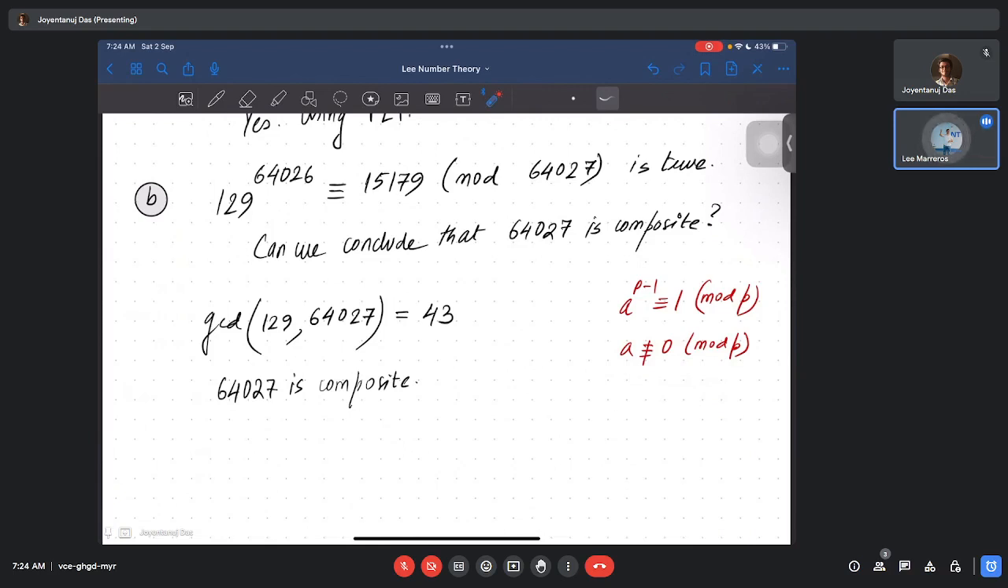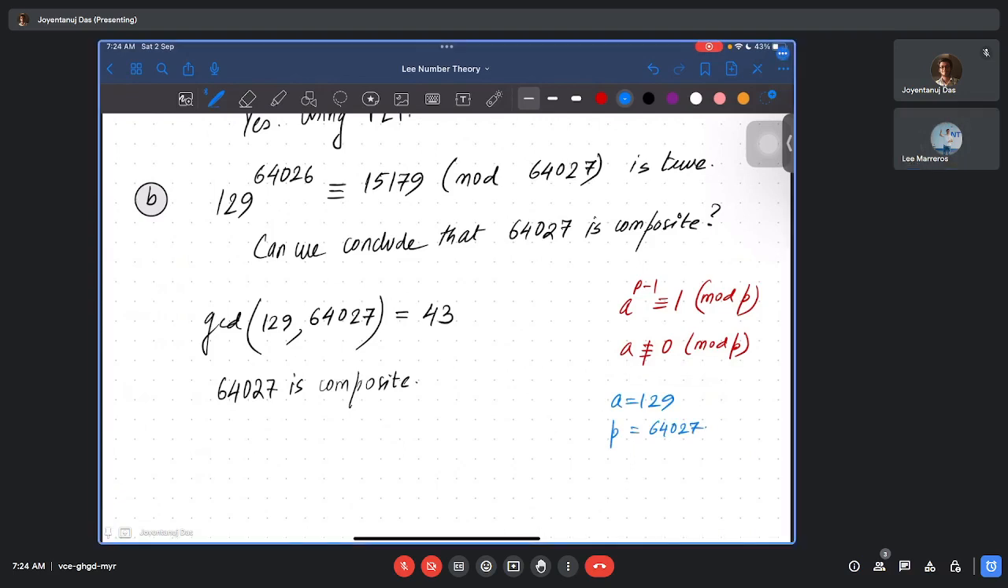But in this case A is 129, and P is 64027, right? And A mod P is 129. Yes, that is still 129, so that is not 0, right?